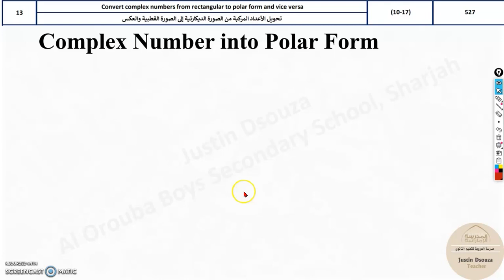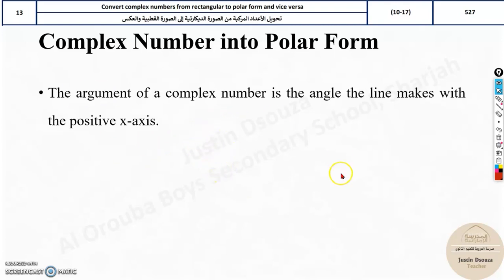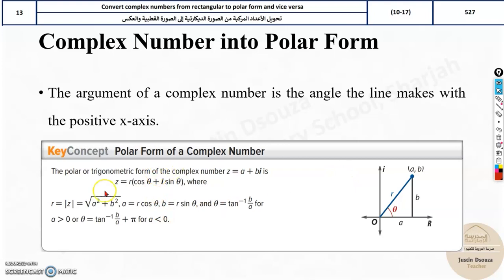The 13th topic is to convert complex numbers into polar form. It is very important to know a few of the basic formulas before we get into the topic. That is the polar form, or the trigonometric form, of a complex number. This is important because z equals r (cos theta plus i sin theta). This is how your answer must be.